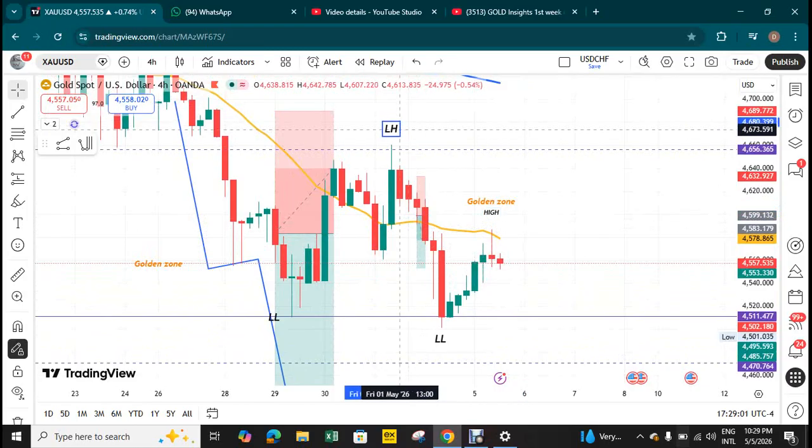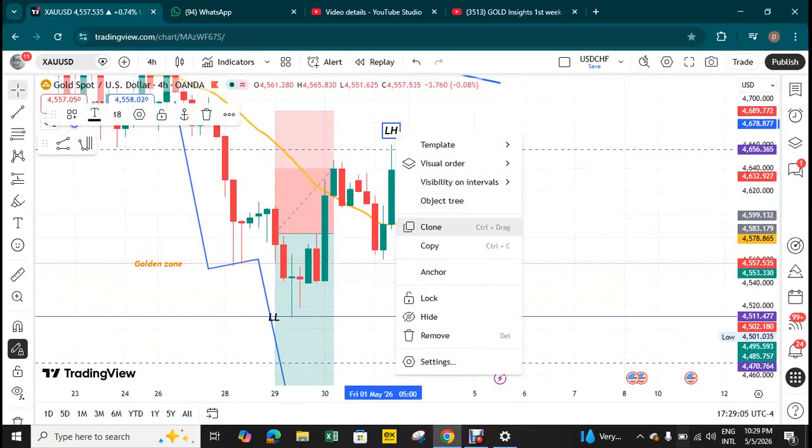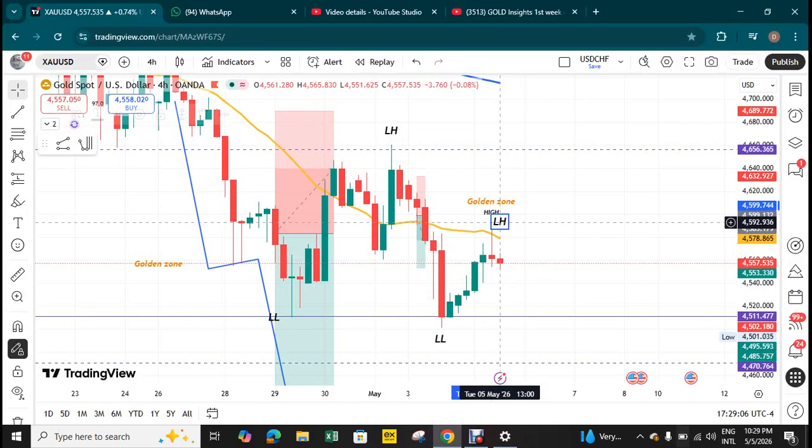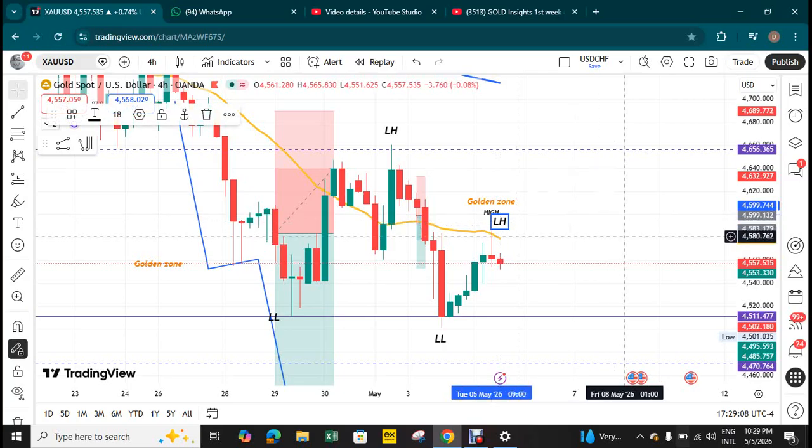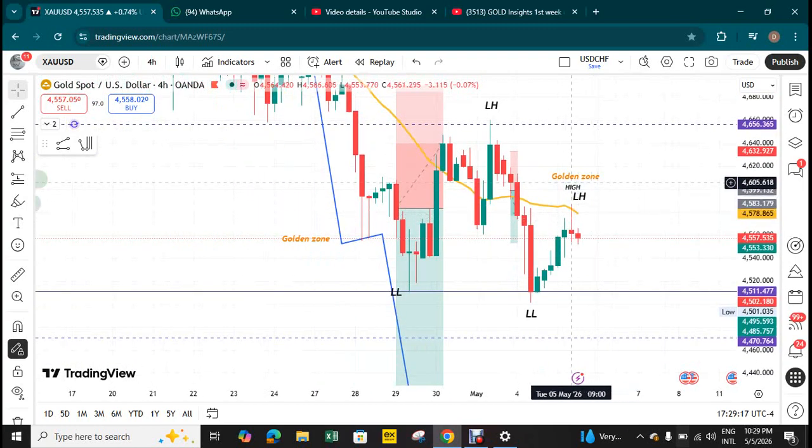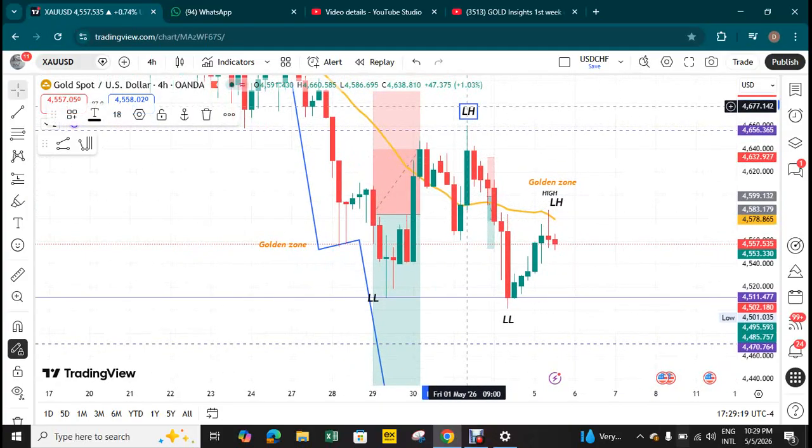So now we can also call this our lower high. Why is it our lower high? It's because it's a downward trend. In a downward trend, we have lower highs and lower lows, while on an upward trend we have higher highs and higher lows. So on a downtrend market we have lower highs and lower lows, and that's what we see right now.